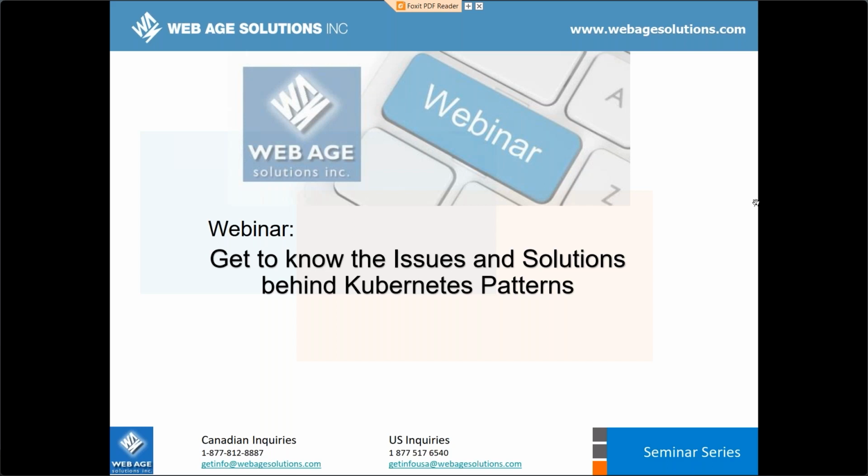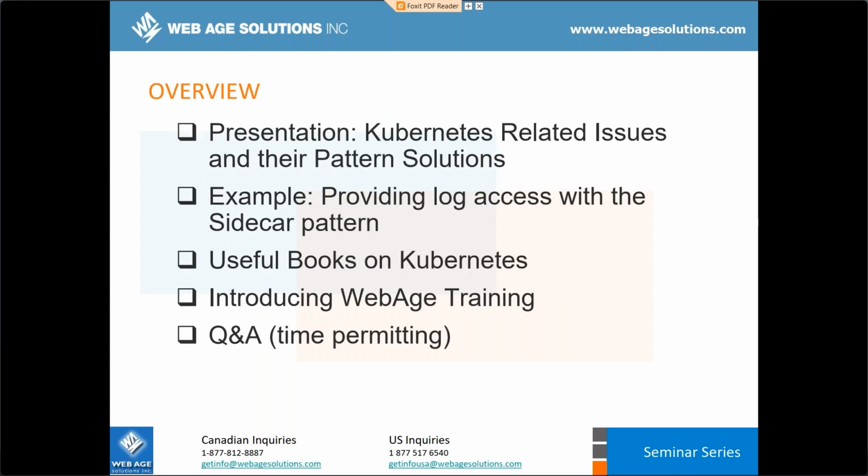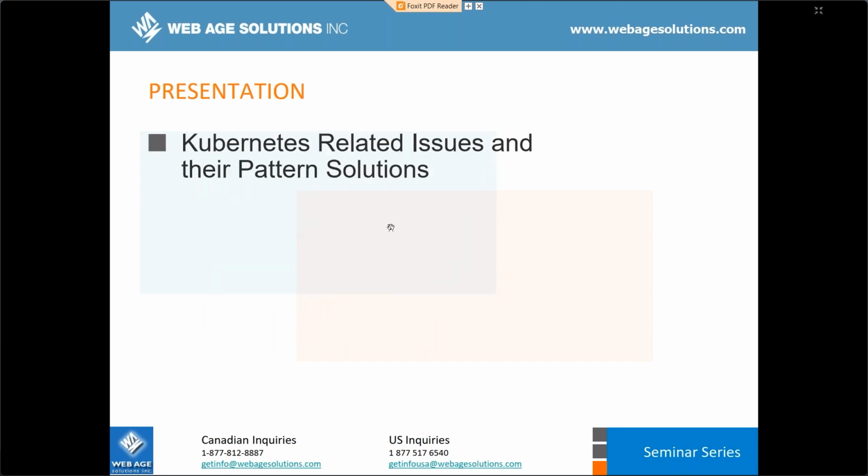Okay, let me take a look at the overview. This is what we're going to be covering today. We're going to have this presentation first: Kubernetes related issues and their pattern solutions. When we're done with that, that should be about 25, 30 minutes. Then we're going to do a live demonstration of putting together a small example application with a sidecar pattern. And those two items will be the bulk of the presentation today.